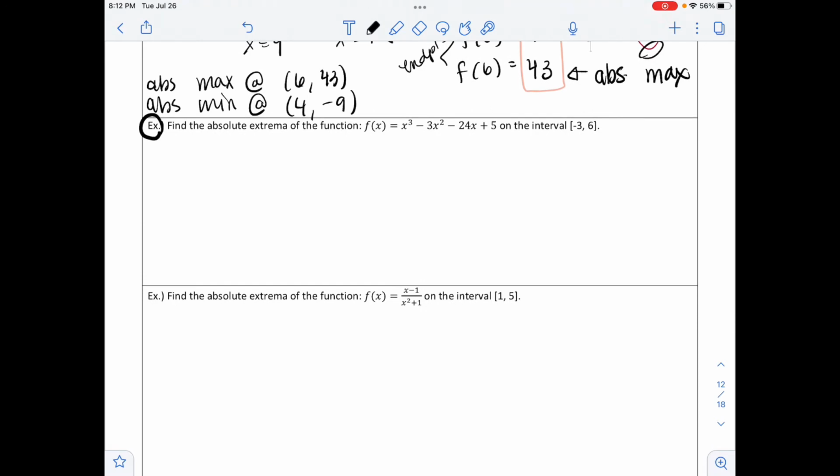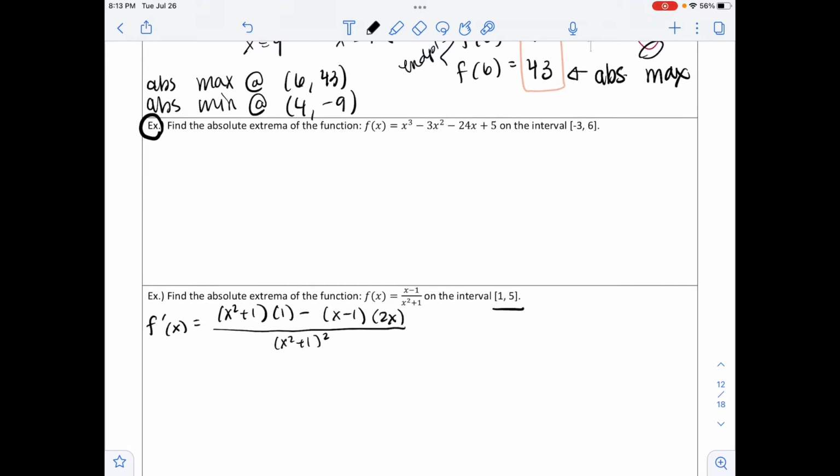And then the next example says find the absolute extreme on the function f of x equals x minus 1 over x squared plus 1 on the interval from 1 to 5. So again, we're given our endpoints of 1 and 5. And so the first thing we need to do is calculate our first derivative. In order to do that, we have to use the quotient rule. So we have the denominator times the derivative of the numerator minus the numerator times the derivative of the denominator, all over the denominator squared.